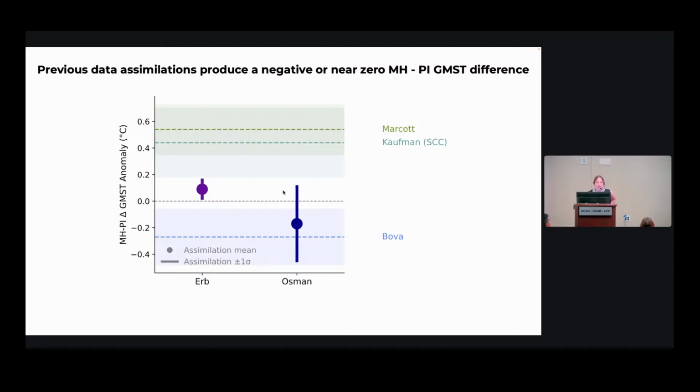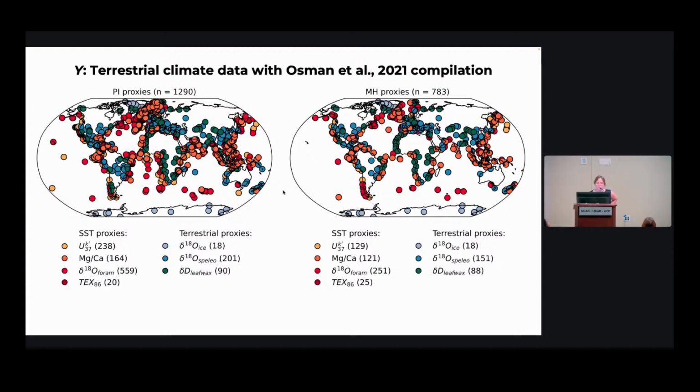So we tried a more expansive approach with this data assimilation. We used the sea surface temperature proxy compilation gathered by Osmond et al. 2021, which integrates 4 sea surface temperature proxies, UK37, magnesium/calcium, d18O of foraminifera, and TEX86, and those are in warm colors.